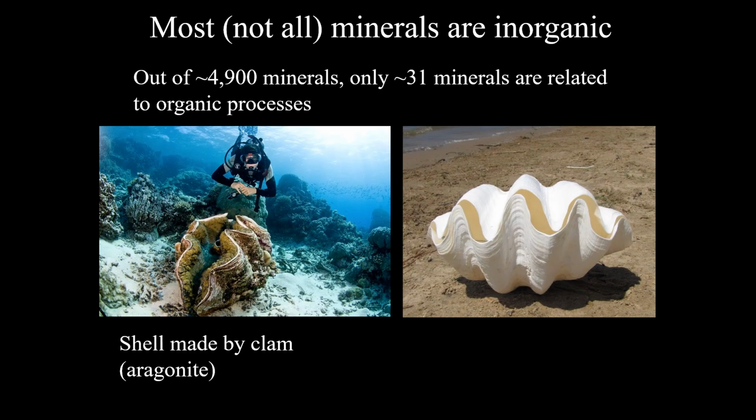So remember, I mentioned that most of the minerals that we'll focus on are inorganic, but not all minerals are inorganic. So here are some examples of organic minerals. For example, a clamshell, the calcium carbonate, or the aragonite, that the shell is making as its exoskeleton to protect it, your bones, your teeth. These are all organic minerals, but of the close to 5,000 minerals, there's just a handful that are related to organic processes. And so because this isn't really a biology class, this is an earth science class, we're really just going to focus on the inorganic minerals as opposed to the organic minerals.